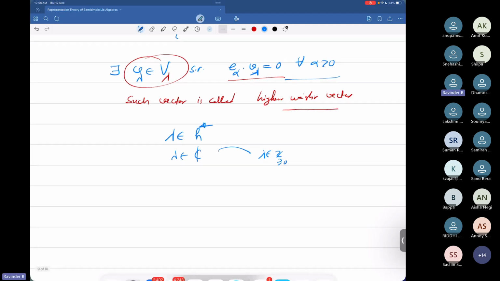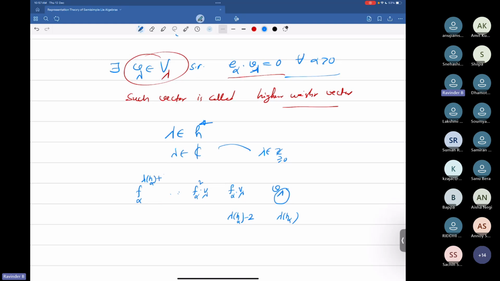you keep hitting with F's. You can't hit any further with E alphas, so you try to hit with F alphas. The eigenvalue corresponding to H alpha is lambda of H alpha. After one hit it is lambda of H alpha minus 2, and it keeps going. But if you hit enough times, it becomes 0.